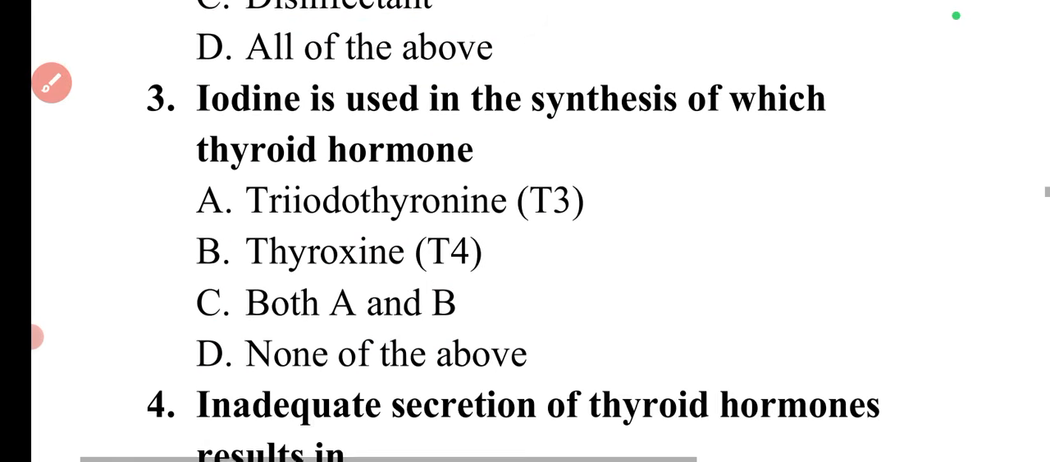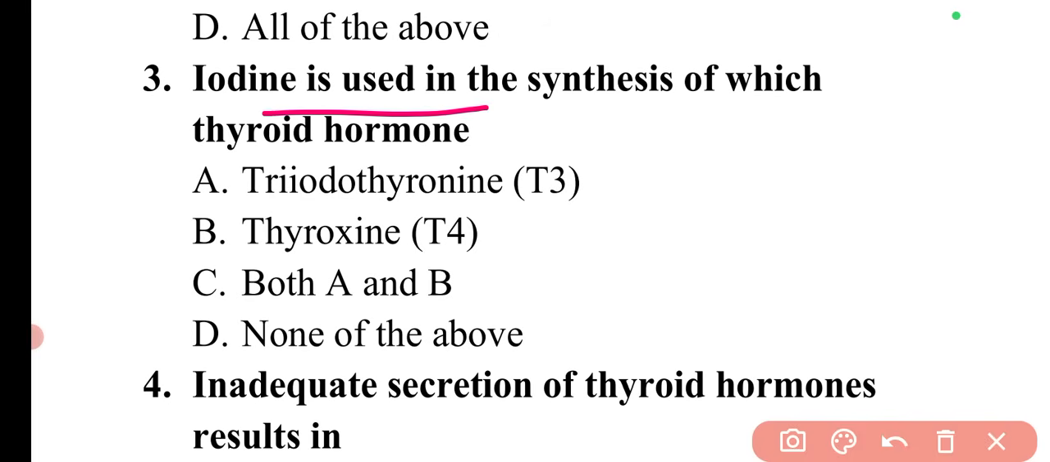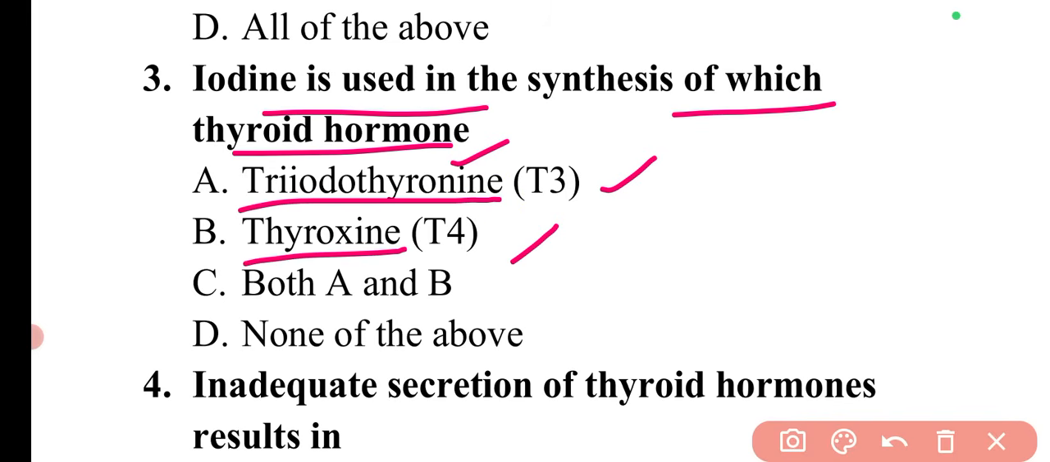Then next question is, iodine is used in the synthesis of which thyroid hormone? So basically iodine is a very important compound which is required in our body, because it is important in the synthesis of two thyroid hormones, which are T3 and T4. T3 is triiodothyronine and T4 is thyroxine. So these two hormones are synthesized with the help of iodine.